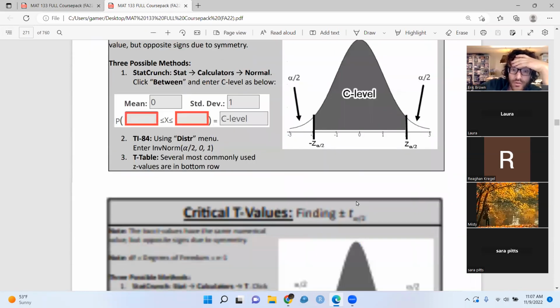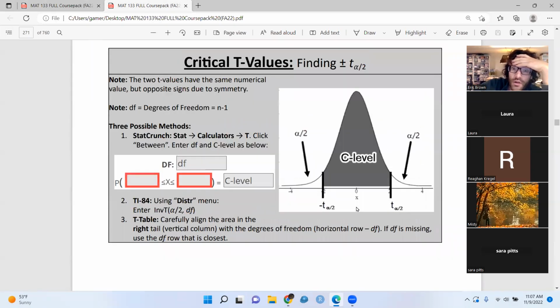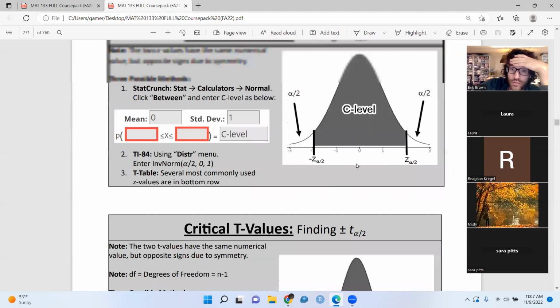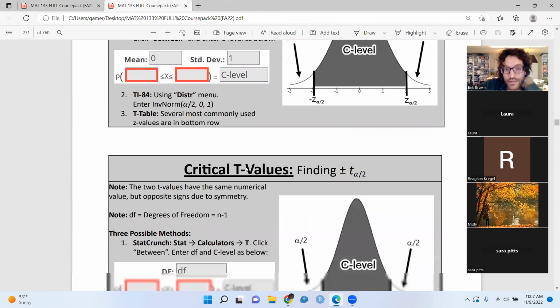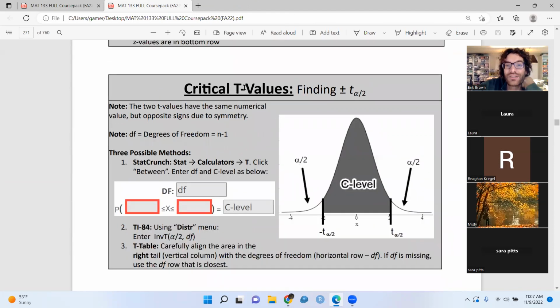So I'm going to go to, first, the first thing to note is with proportions, we found critical Z values, and we used the normal calculator just like in chapter 7. With means, we need critical T values. And this is a whole new distribution. I'm sure you talked about it a little bit in your notes. It's the student's T distribution. It's very similar to the normal distribution.